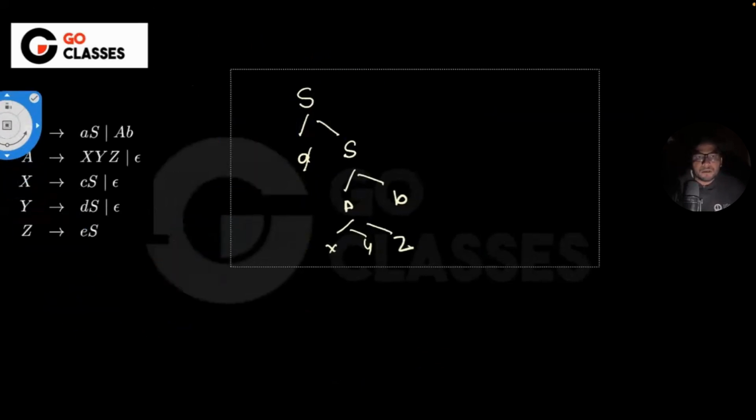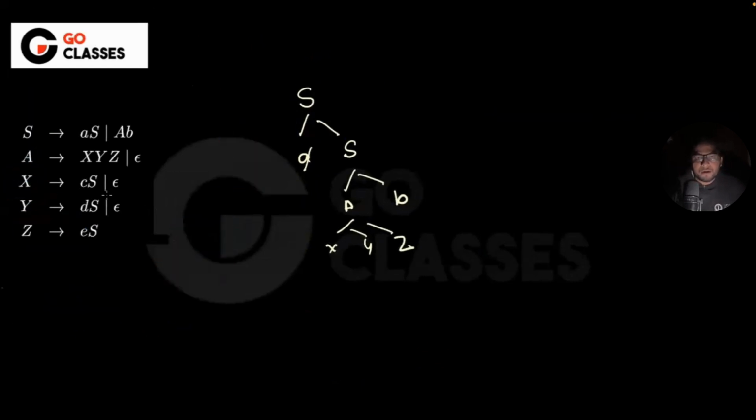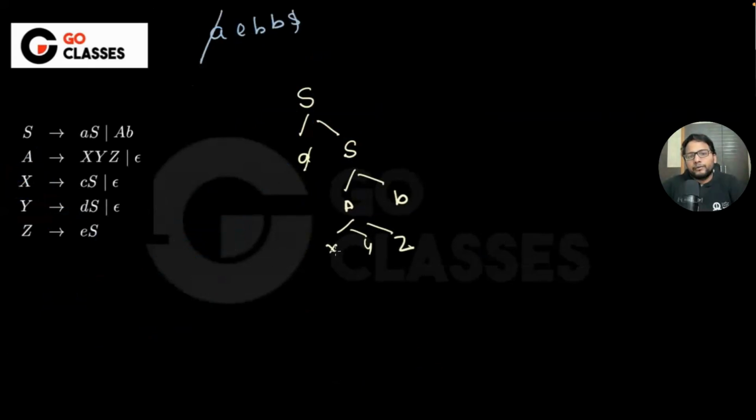So the input is AEBB, and I think A we have already produced. We are looking for E. Now from this X, where will we go? From this X, we will go to CS or epsilon. We will go to epsilon.